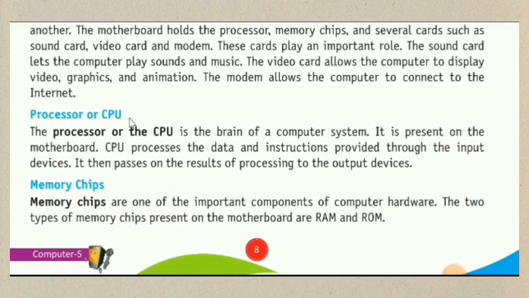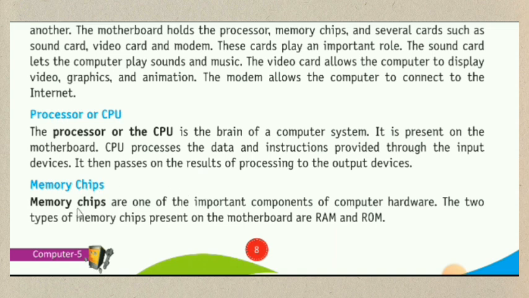Processor or CPU. The processor or the CPU is the brain of a computer system. It is present on the motherboard. CPU processes the data and instructions provided through the input devices. It then passes on the results of processing to the output devices.